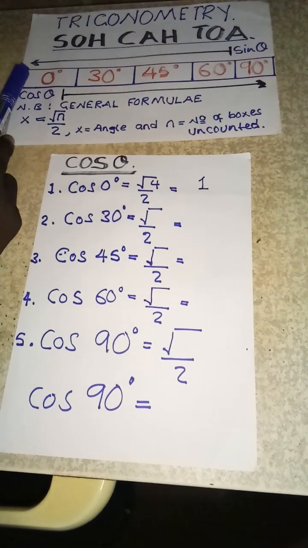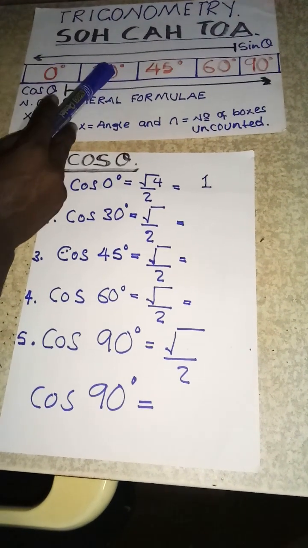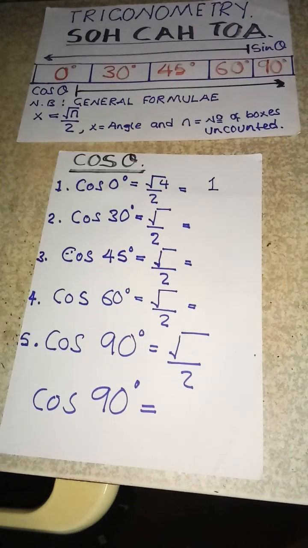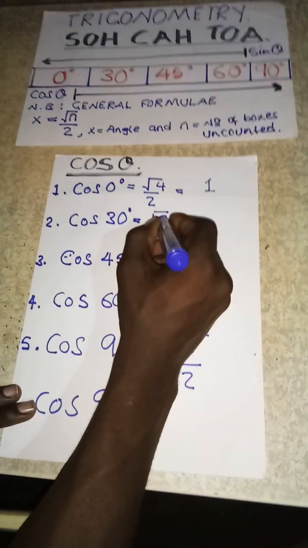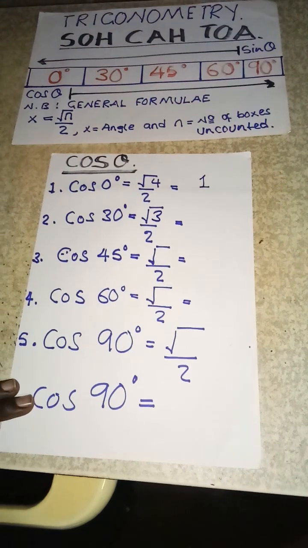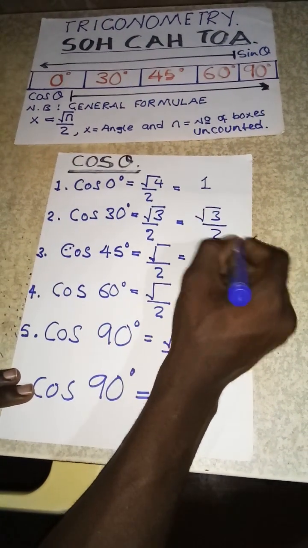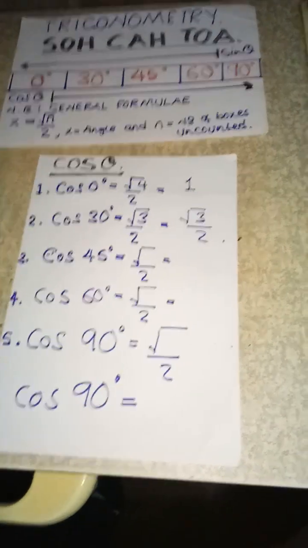Alright, what about cos 30? So 0, 30 is here at 30. How many boxes have been left uncounted? 1, 2, 3. So it simply means cos 30 degrees should be equal to the root of 3 over 2. We leave it in its surd form.